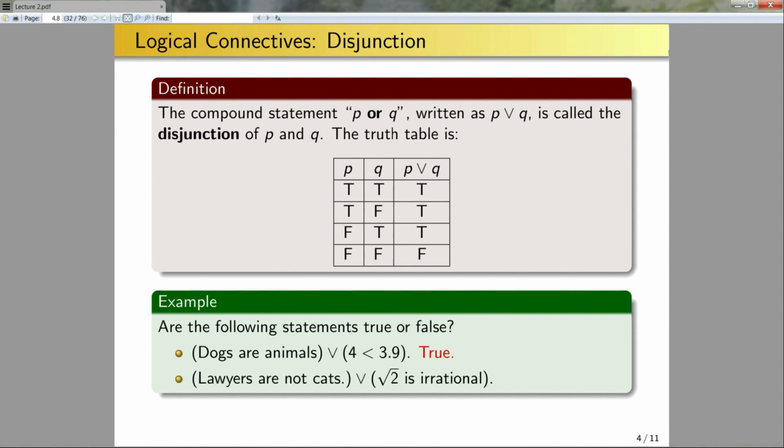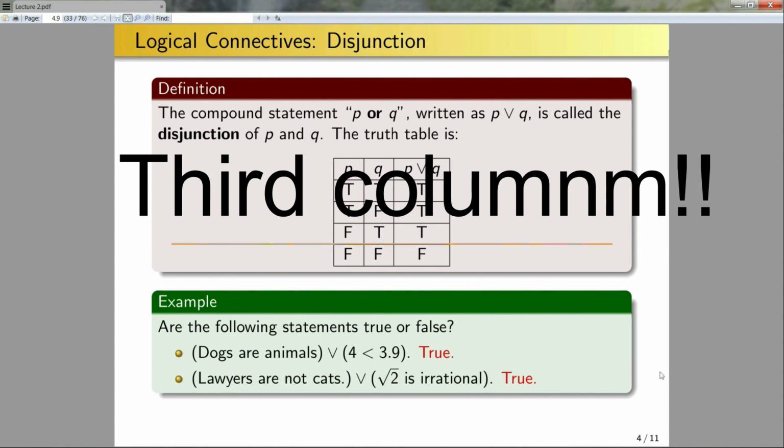So one more example. Lawyers are not cats, or the square root of 2 is irrational. So pause the video and see what you think. Well, again, lawyers are not cats, and the square root of 2 is irrational. So in this case, we're in this column here, true, true, true, therefore the statement is true.